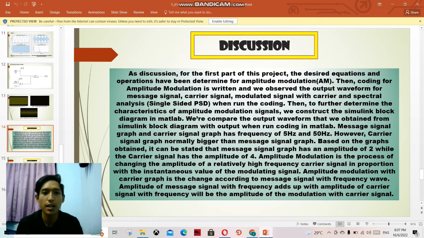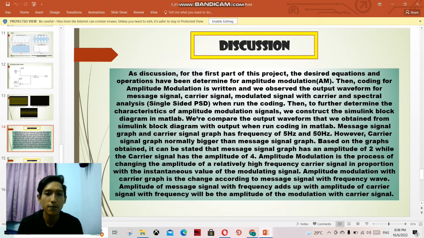Today I will present the discussion and conclusion for this assignment. The discussion is, for the first part of this project, the desired equation and operations have been determined for amplitude modulation (AM). Then the coding for amplitude modulation is written and we observe the output waveforms for the message signal, carrier signal, modulated signal with carrier, and spectral analysis single-sided PSD when running the coding. Then, to further determine the characteristics of amplitude modulation signals, we construct the Simulink block diagram in MATLAB. We compare the output waveform obtained from the Simulink block diagram with the output when running the coding in MATLAB.